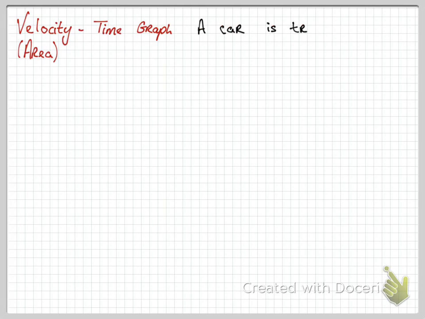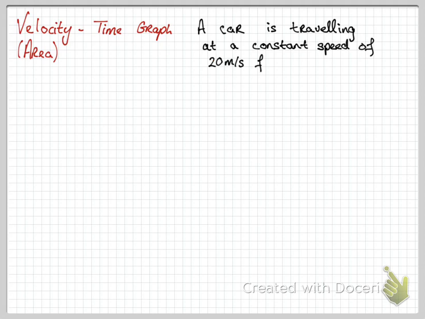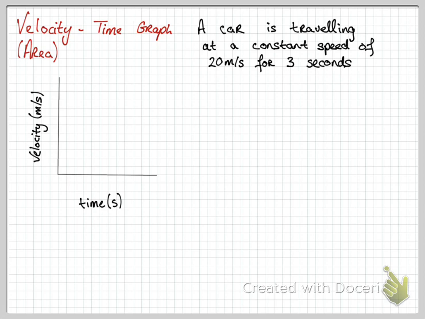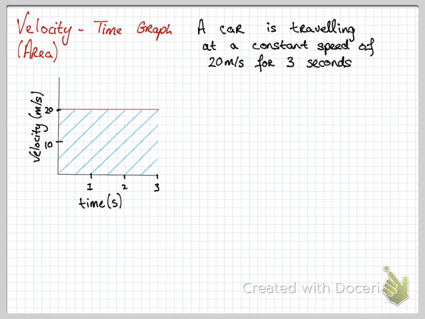So for this example, a car is travelling at a constant speed of 20 meters per second for 3 seconds. Here we have a velocity time graph. You can see that the flat line in the graph represents that the car is moving at 20 meters per second, and it's doing this for 3 seconds. This is the area we want to calculate. The area under the graph will be the distance travelled in meters.